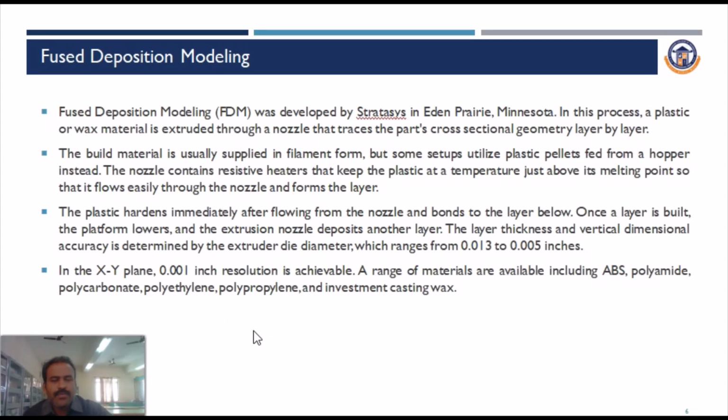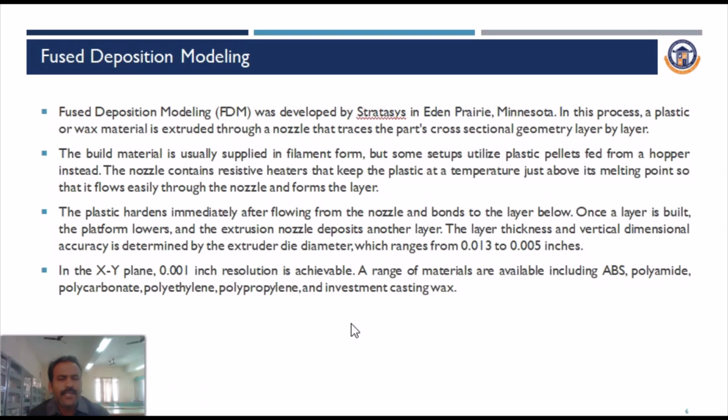These are the working principles of fusion deposition modeling. Fusion deposition modeling was developed by Stratasys and Minus. In this process, the plastic or wax material is extruded through a nozzle that traces the part's cross-sectional geometry layer by layer. The build material is usually supplied in filament form, but some setups utilize plastic pellets fed from a hopper instead of a nozzle.